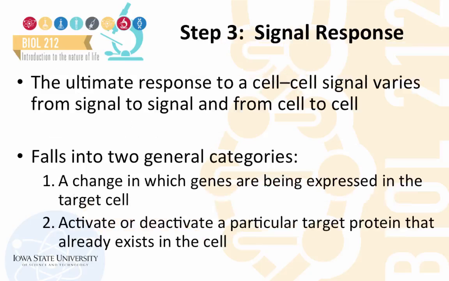How do cells respond to incoming signals? The ultimate response to a cell-to-cell signal varies from signal to signal and from cell to cell. So it just really depends on the signal and the properties of the target cell. The response falls into two general categories. The first is a change in which genes are being expressed in the target cell. And the second is the activation or deactivation of a particular target protein that already exists in the cell.